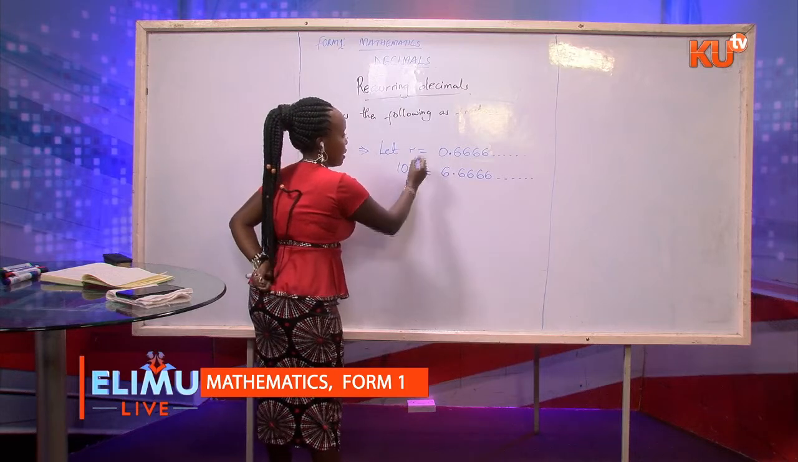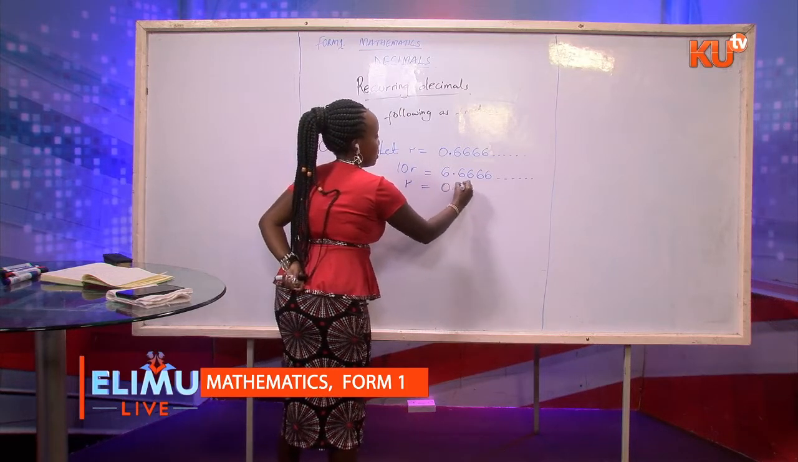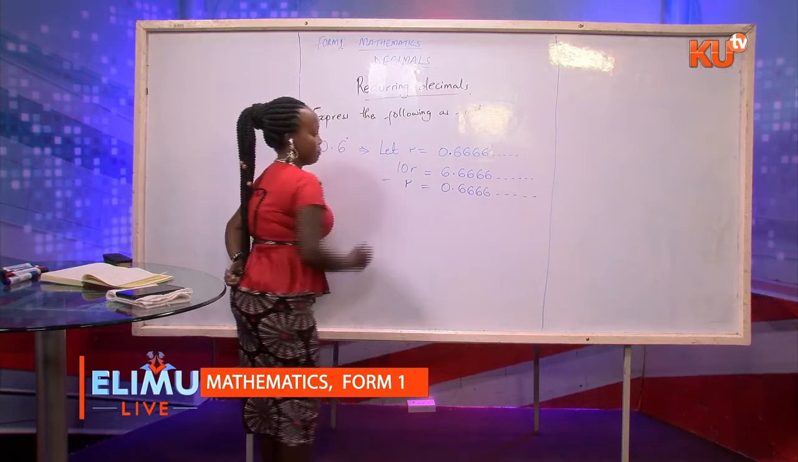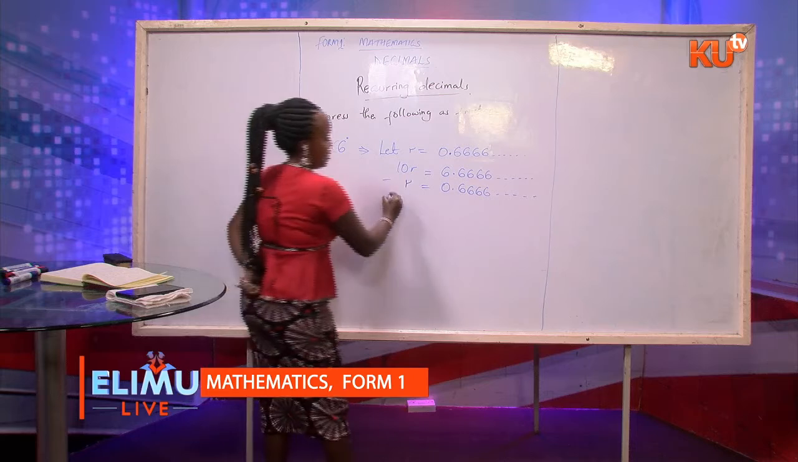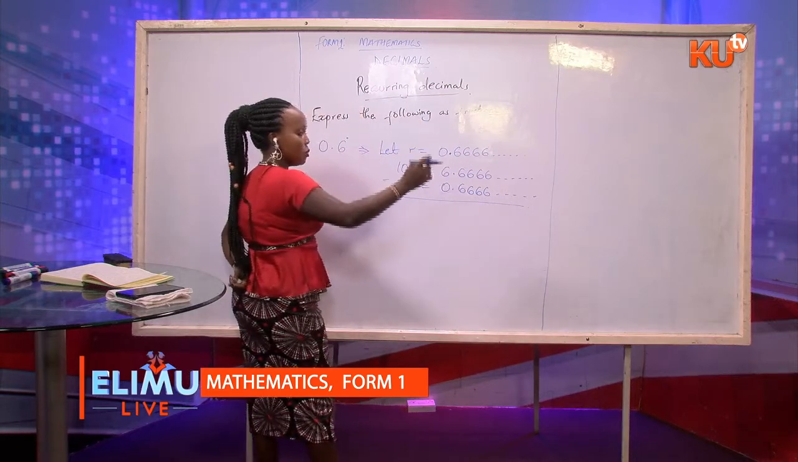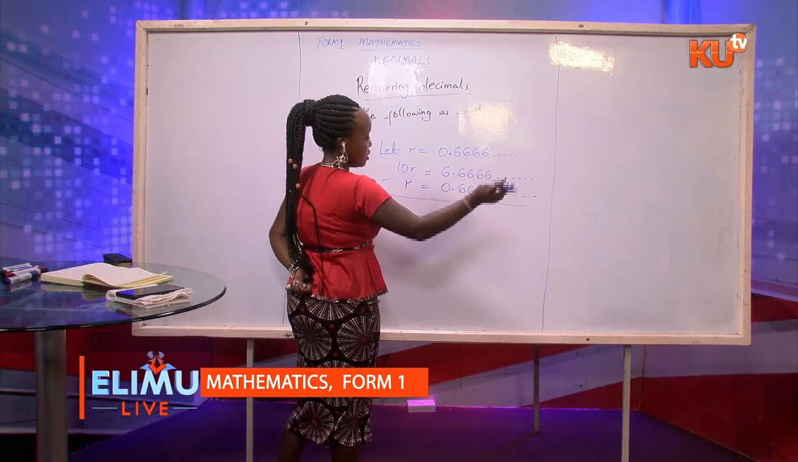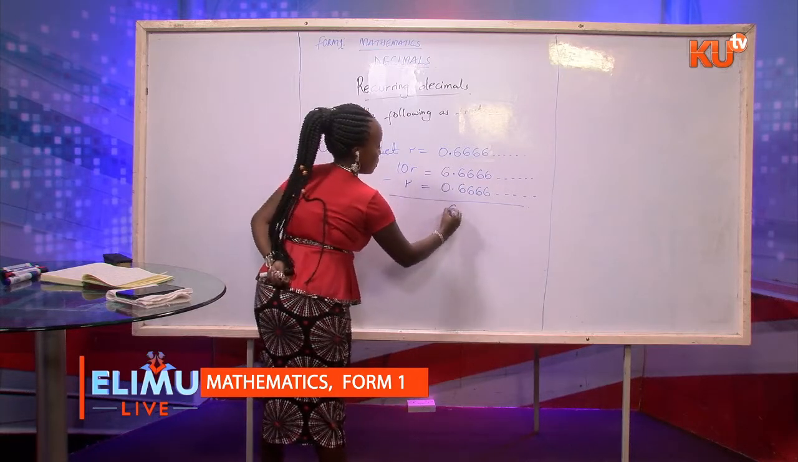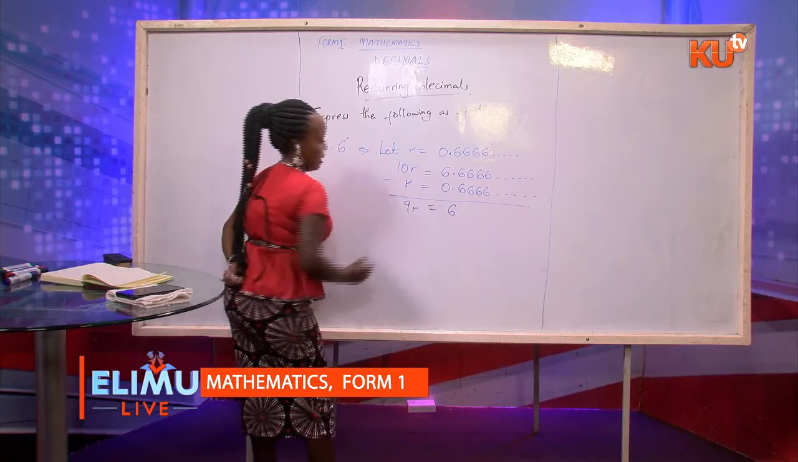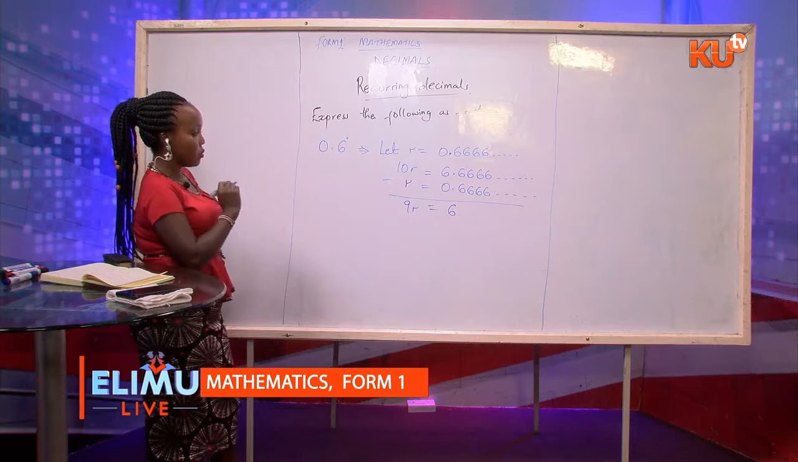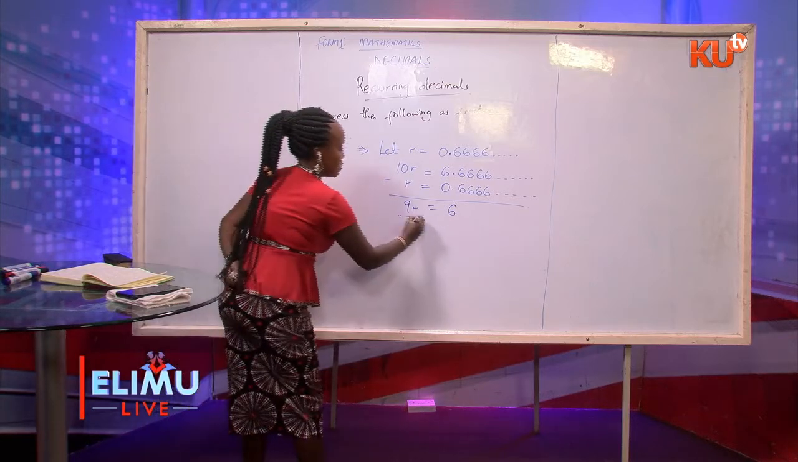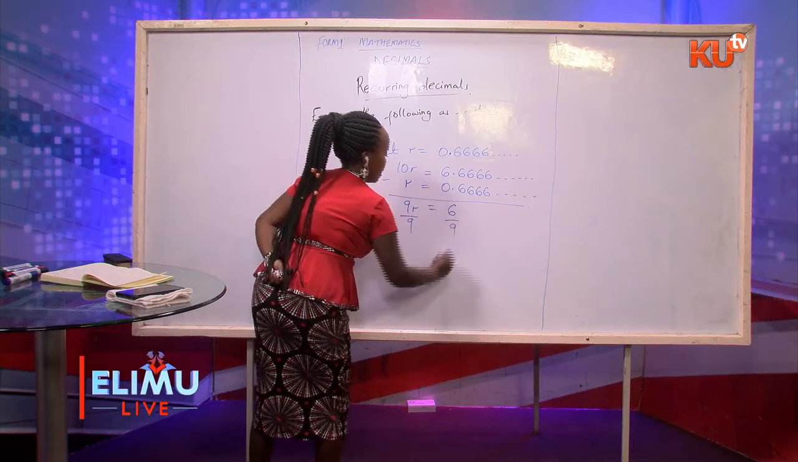So we're going to replace our R here, which was 0.6666 continuously, and subtract. If we subtract, after the decimal place 66 minus 66 will be 0. Then 6 minus 0 is 6. Then 10R minus R is the same as 9R. After we have gotten that, we are going to find the value of R, which will be our fraction. So we divide both sides by 9.